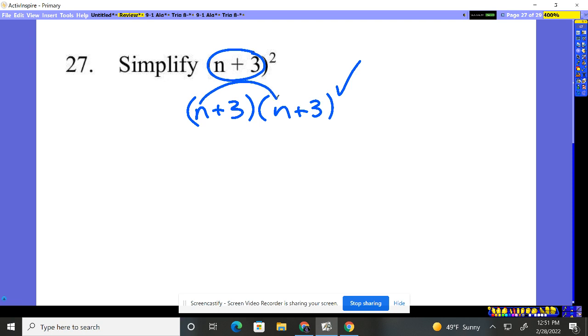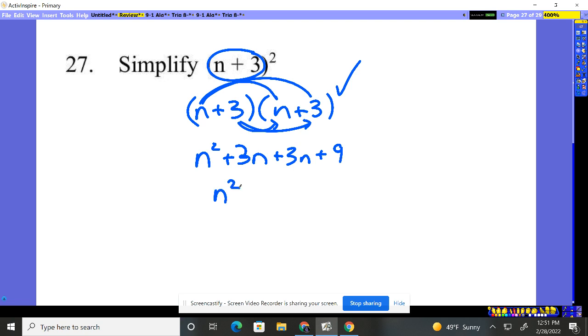I need to distribute, just like the last problem, the n's through. So it becomes n squared. N times 3 is 3n. Now the 3 gets distributed through. 3n, 3 times 3, 9. Combine the middle pieces, 3n and 3n. Those go together, so they give you 6n plus the number 9. There's 27.